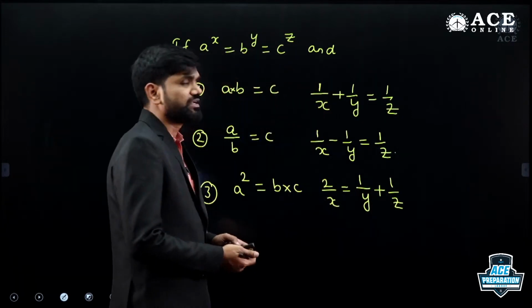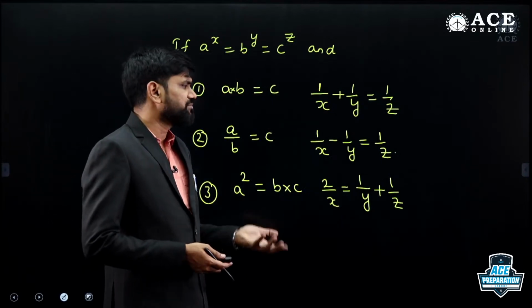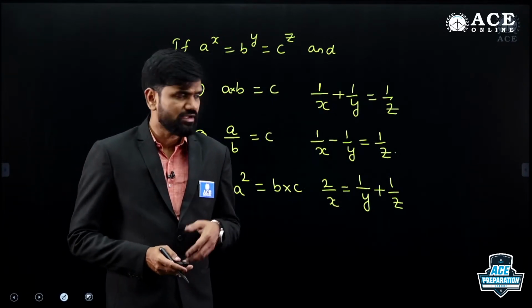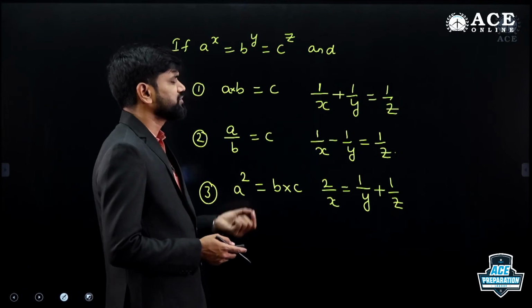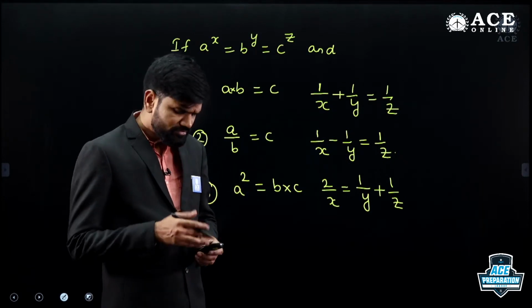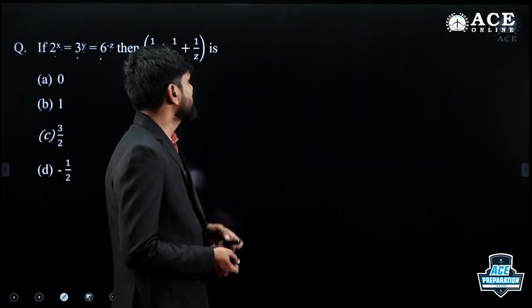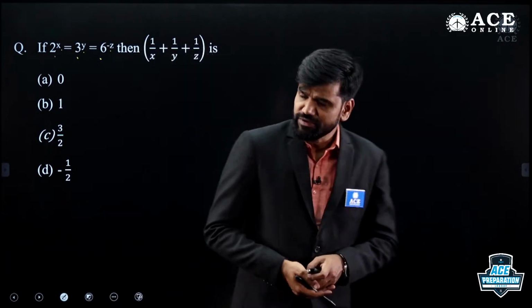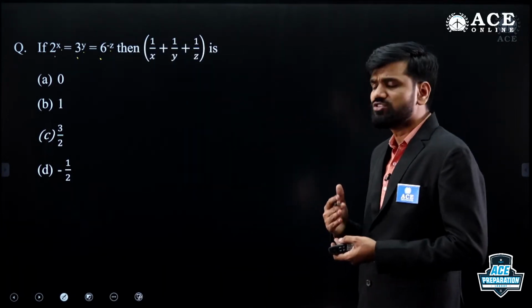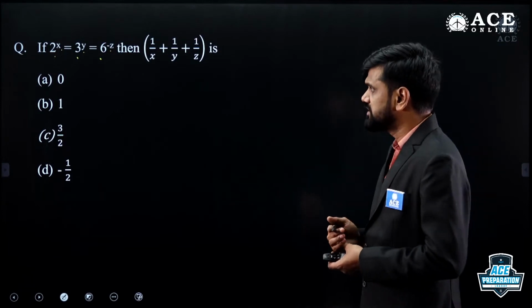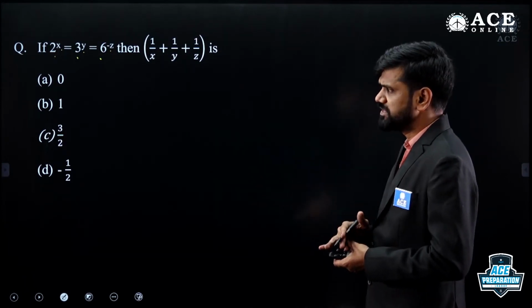Like this you have to take the relations. There is a theorem behind how it has come, but knowing this much is sufficient for you to crack the question here. Let us go ahead with this problem now. So what is given over here? It is given that 2 power x equal to 3 power y equal to 6 power minus z, then 1 by x plus 1 by y plus 1 by z is what?